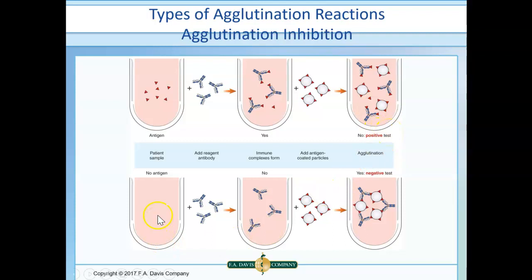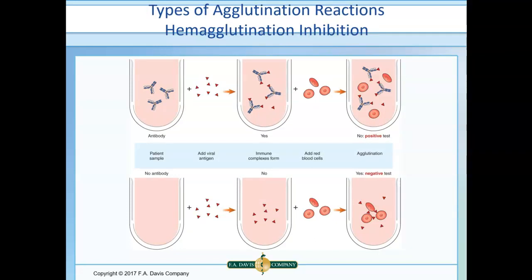On the bottom, there's no antigen. We added antibodies. There was nothing for the antibodies to bind to, so we added a reagent which has antigen-coated particles, and we did get agglutination because it didn't agglutinate with anything in the blood. Positive agglutination equals a negative test. So this is completely opposite of regular agglutination.